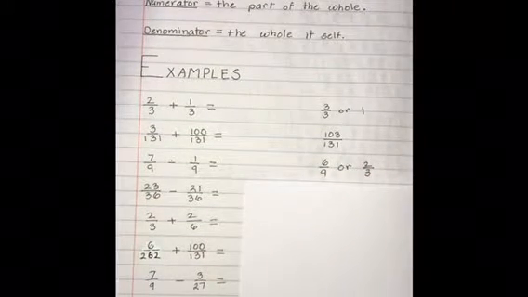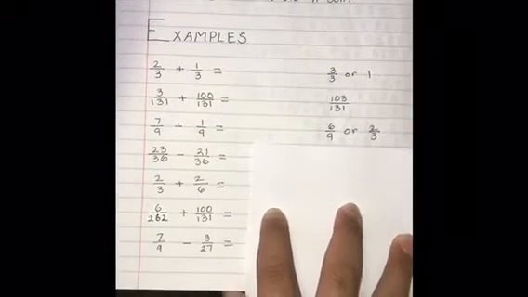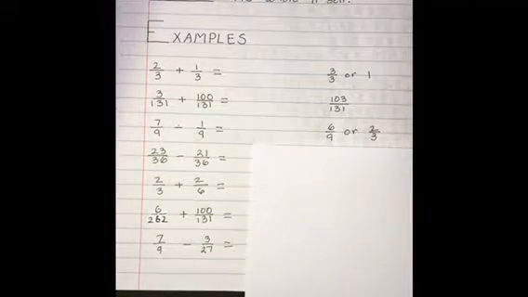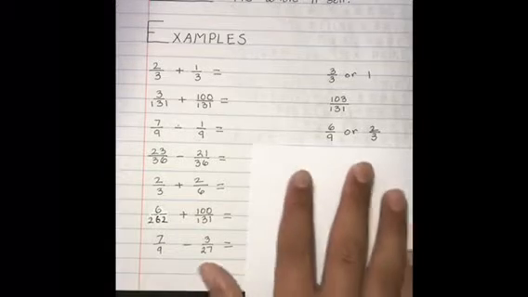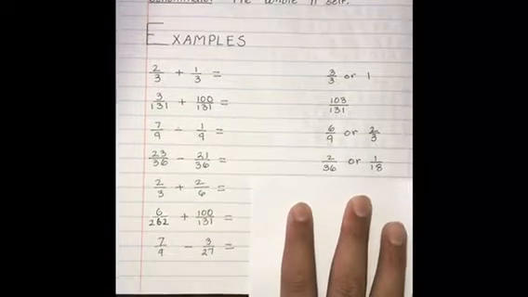Our next problem, let me move it up just a bit more. It is 23 over 36 minus 21 over 36. So once again, you just subtract the numerators and you should get 2 over 36 or 1 over 18.